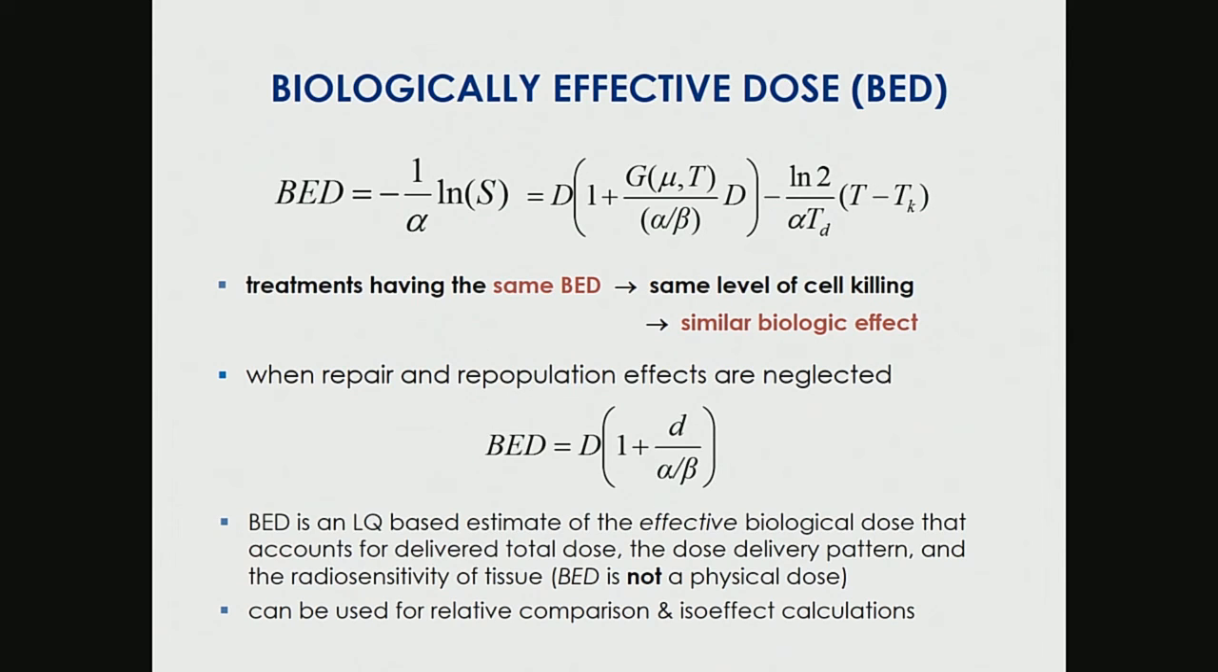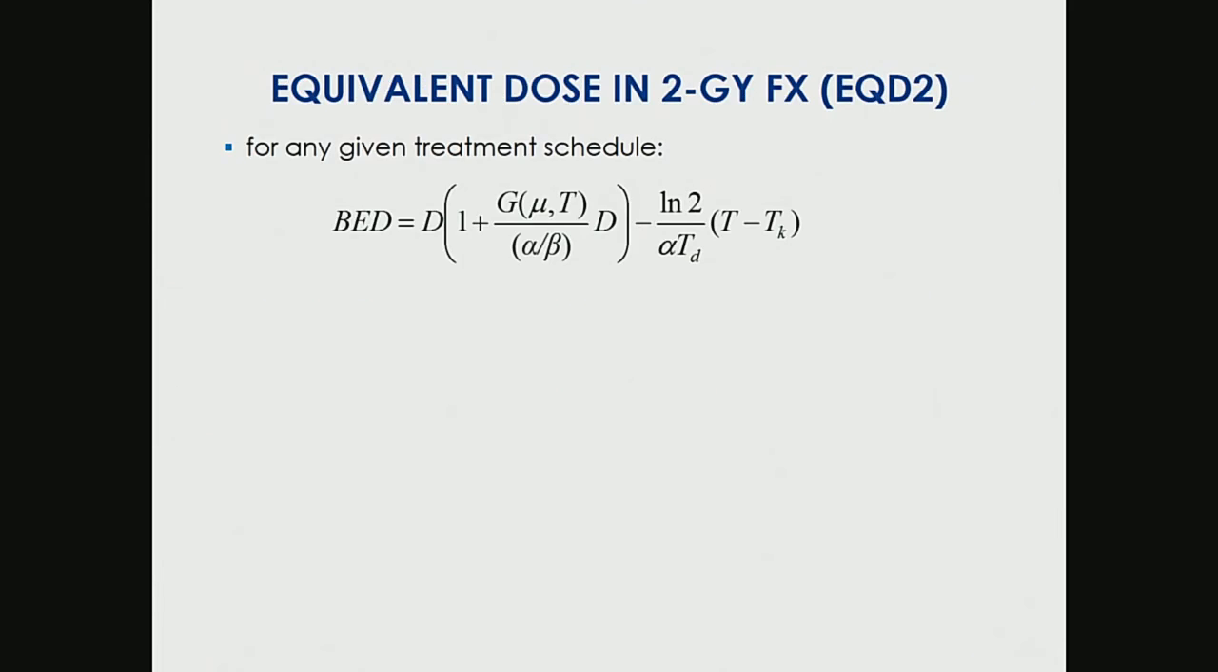And we should mention that the BED, even though it has a dose in its name and shares the same unit of dose, is not a physical dose. And it should not be confused with the so-called biologically equivalent dose. That's why this is called the biologically effective dose. One of the most often used biologically equivalent doses is the EQD2.